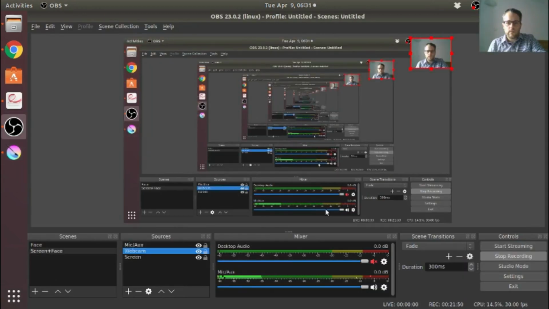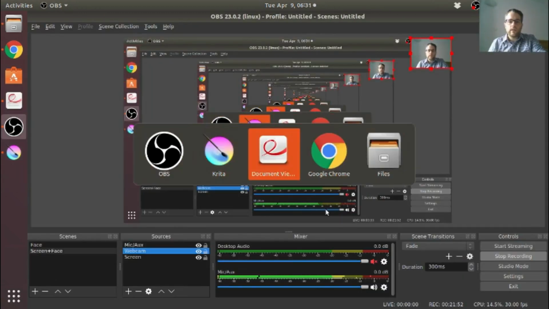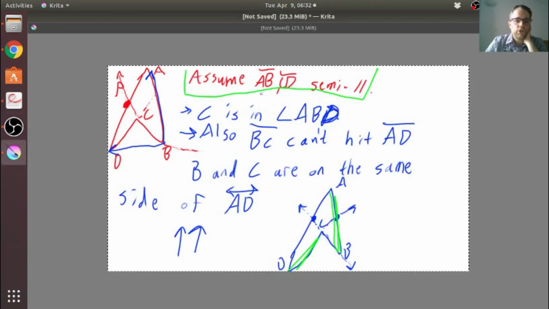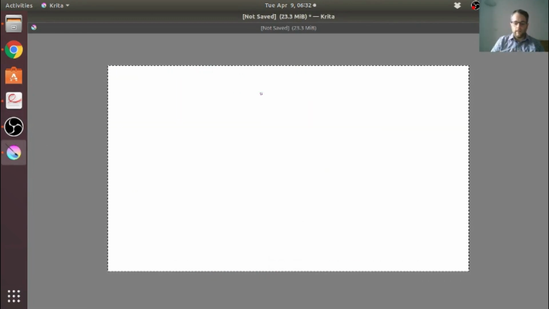Okay, so about 22 minutes. Actually, part B is very similar. And also, Kelly asked both about part B and about number 4. So part B and number 4 are very, very similar to each other. So just to address those problems, we want to show that ABCD is convex if and only if both pairs of opposite sides are semi-parallel.